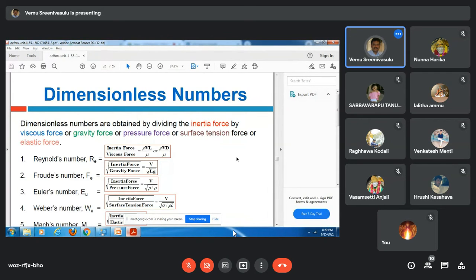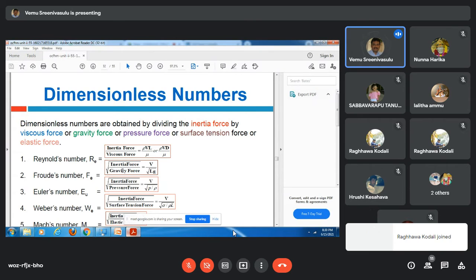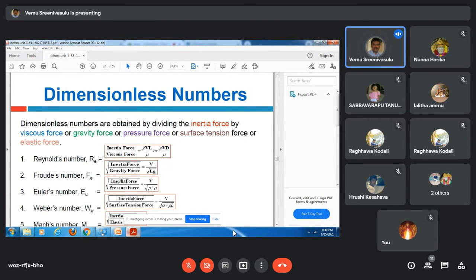So these are the dimensionless numbers, right? Reynolds number is the ratio of inertia force to the viscous force, so rho v L by mu or rho v d by mu. Froude's number is the square root of inertia force by gravity force. Euler's number is the square root of inertia force by pressure force. Then Weber's number, similarly Mach number. So these are the dimensionless numbers used in different applications, right?